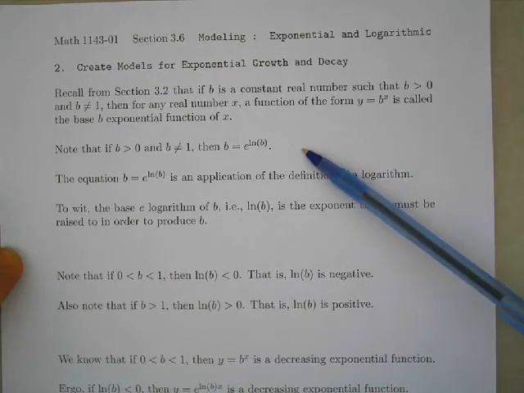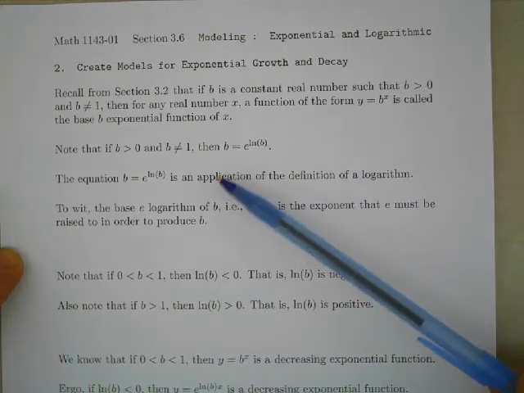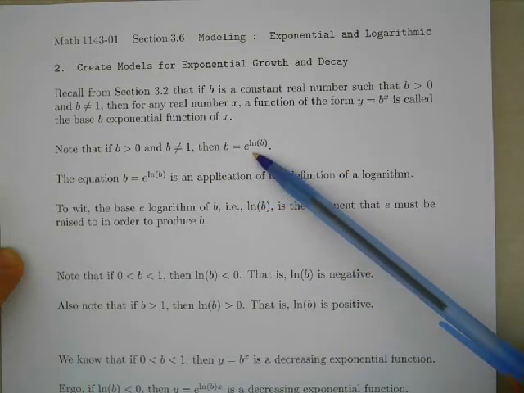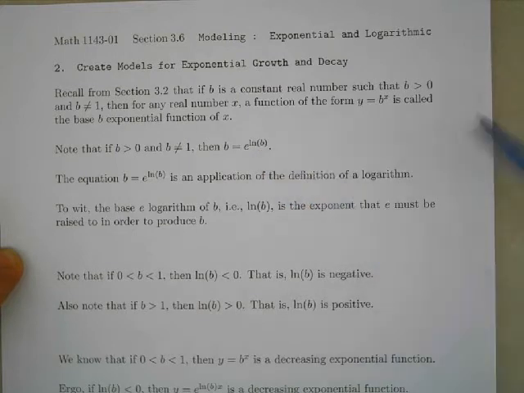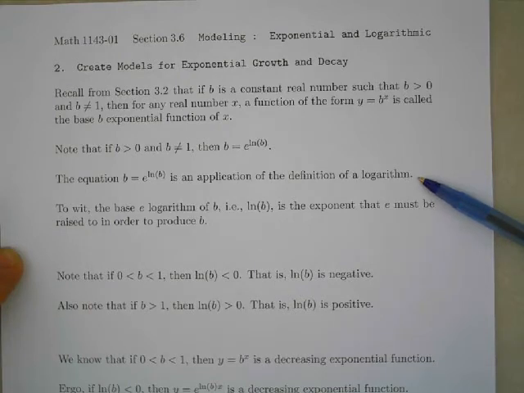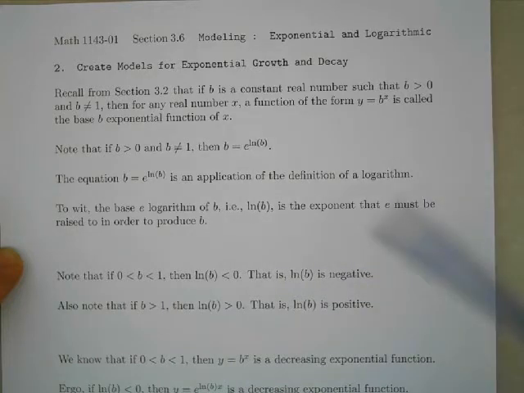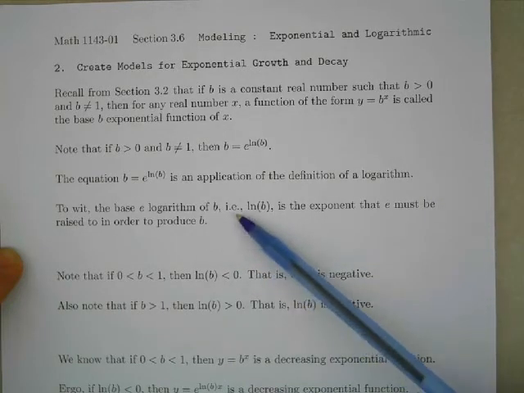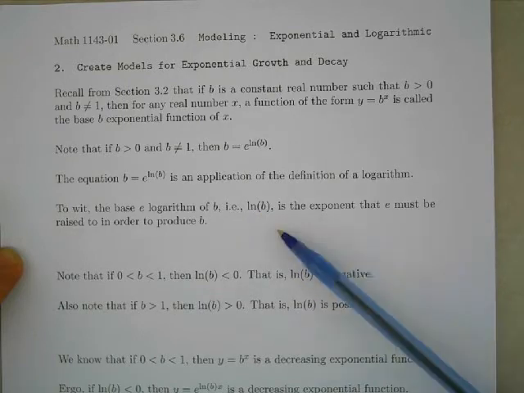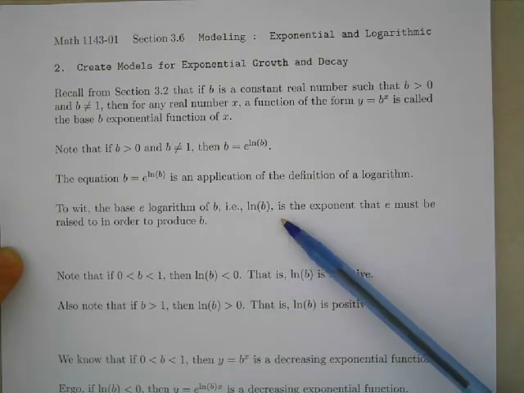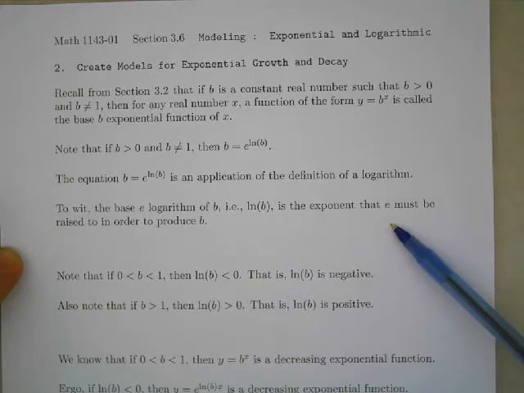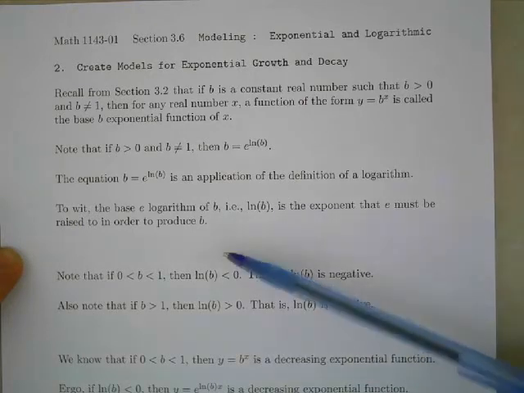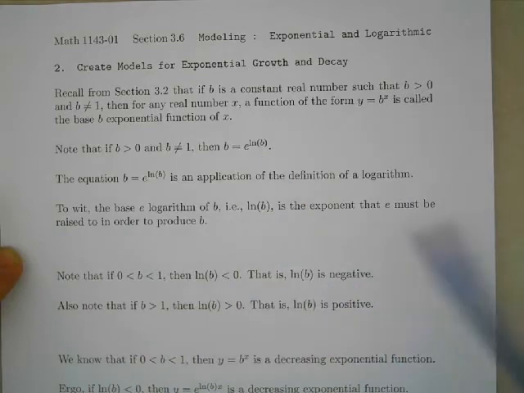And note that if b is greater than 0 and b is not equal to 1, then b is equal to e raised to the exponent, the natural log of b. That equation, b equals e to the natural log of b, is just an application of the definition of a logarithm. To wit, the base e logarithm of b, which is the natural log of b, according to the definition, that's the exponent that e must be raised to in order to produce b. Okay, so that's not a surprise.